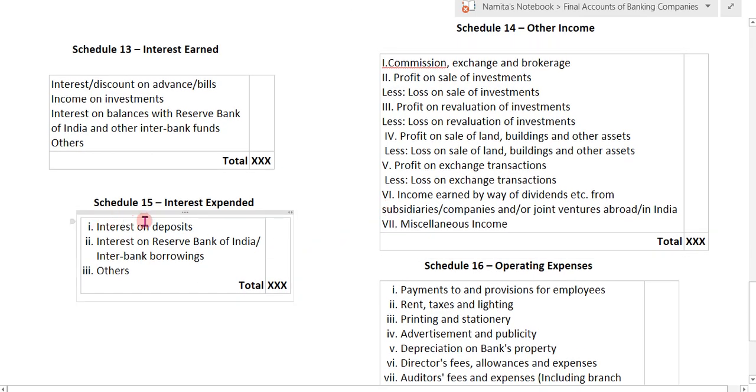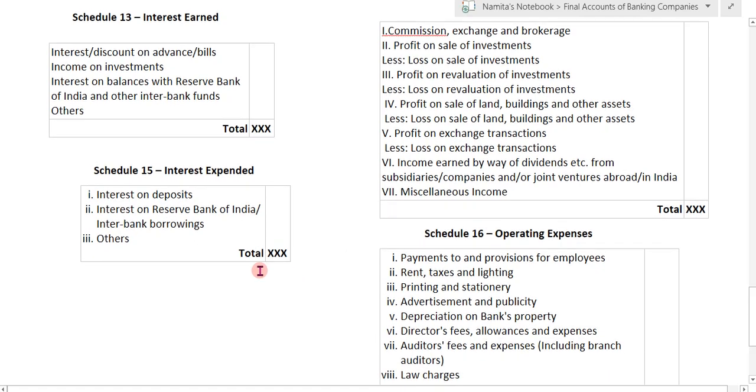Next are schedule number 15 and schedule number 16. These belong to the expenditure side of the profit and loss account. Schedule number 15 is interest expended. Interest expended means the interest the bank gives to the customer on deposits, like term deposits, demand deposits, etc. Whatever interest is given to the customer is to be recorded in schedule number 15.